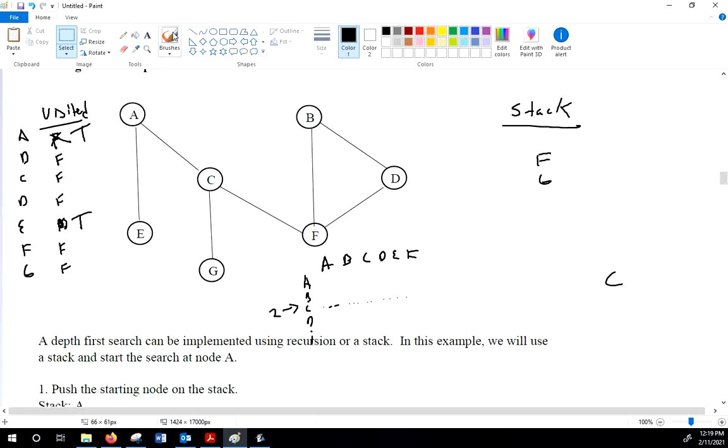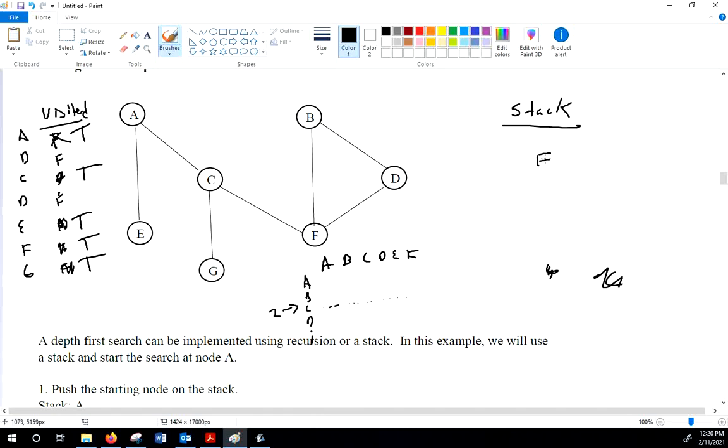And we will mark that we have now visited C. Okay, and that's gone. Then we're going to pop G off the stack. After popping G off the stack, we can mark that G has been visited. We'll take everything that G is connected to, which is nothing, and then we'll pop off the stack. We'll get F, and we'll make F true.